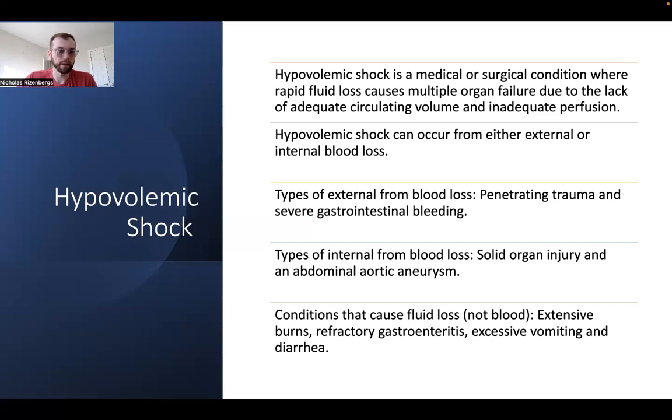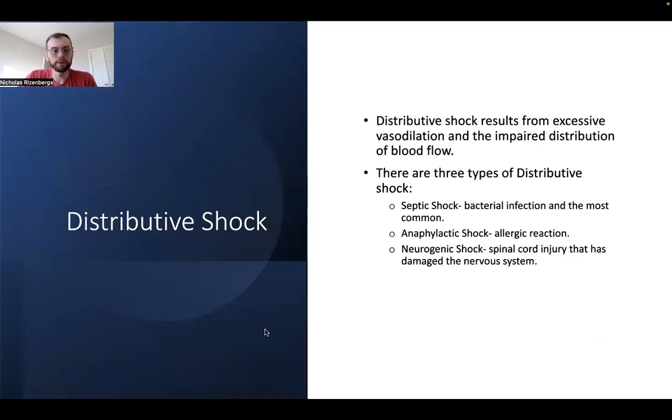And then conditions that cause a fluid loss that are not blood related, you could have extensive burning, refractory gastroenteritis, excessive vomiting, and diarrhea because you're getting rid of a lot of fluid all at once, or over time, even with vomiting and diarrhea. So distributive shock results from excessive vasodilation and the impaired distribution of blood flow. There are 3 different types of this shock.